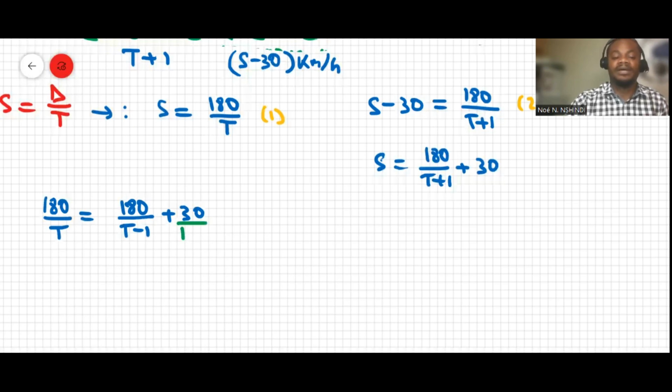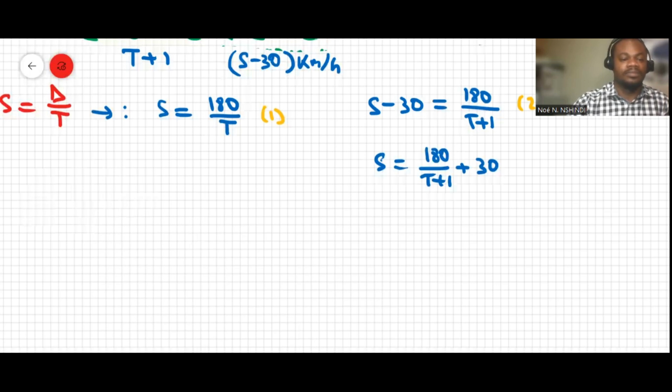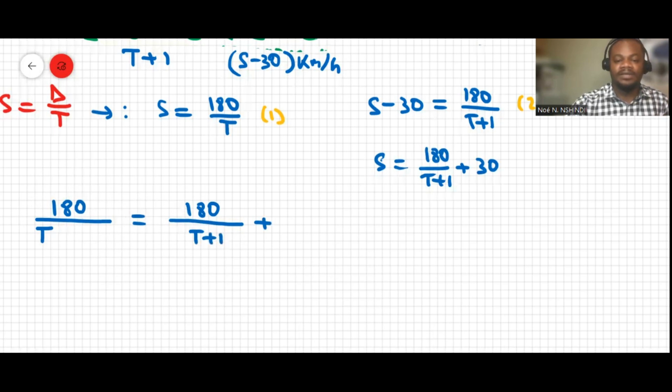We can make common factors here, or let me write it this way. 180 over t must be equal to 180 over t plus 1 plus 30, right? So we understand that, as I was saying here, the denominator is 1. Now I need to find the common denominator.